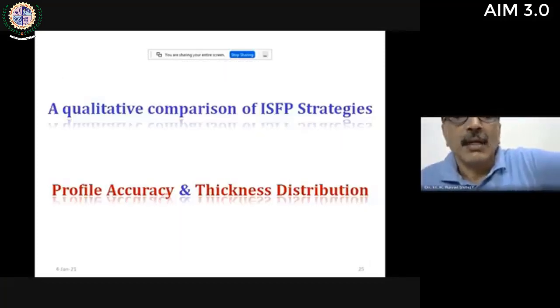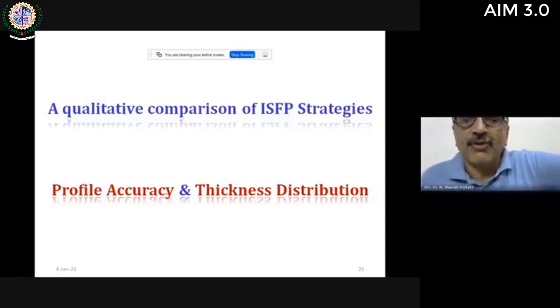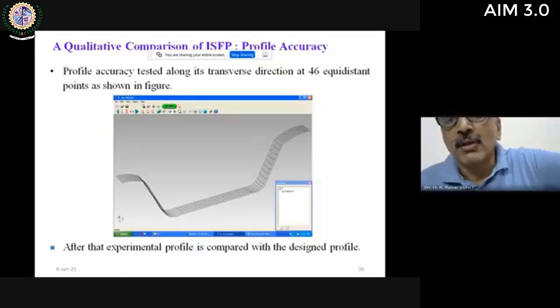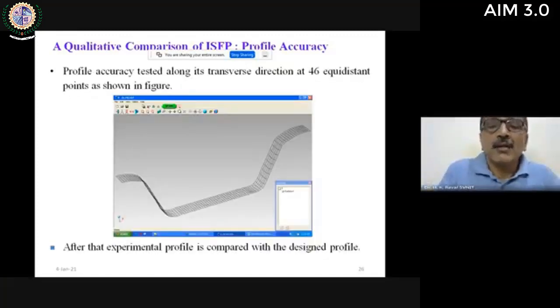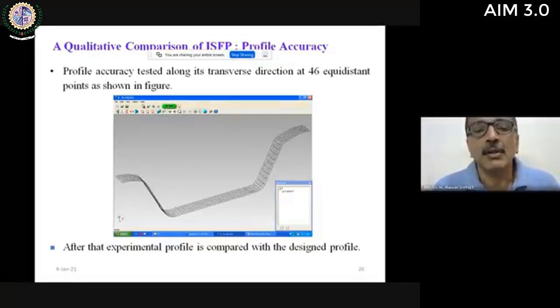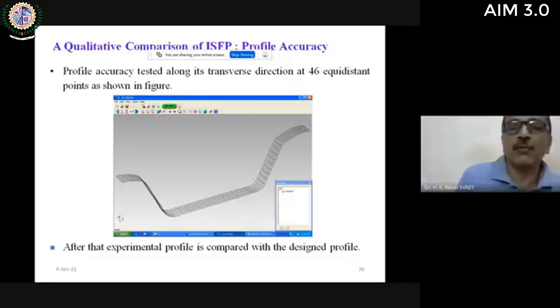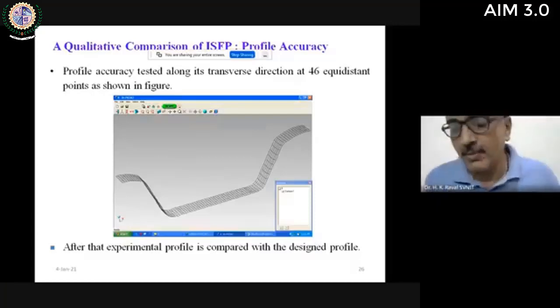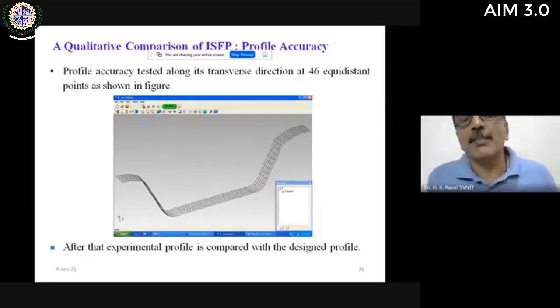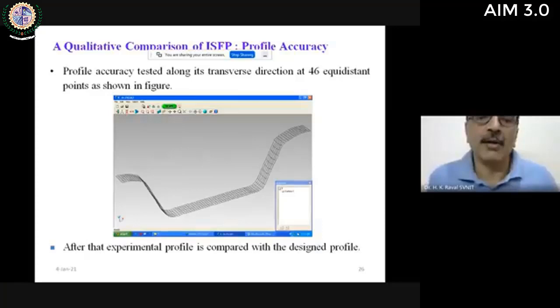Then some accuracy study was also done, profile accuracy study, and the thickness measurement, which is one of the important aspects of the forming, was also taken up. You can notice here that to measure the profile accuracy, measurements of the profile were taken at 46 different locations, and then plotted to get the shape. This is the shape we could get for one of the profiles I have presented here. All the sample profiles were recorded and compared.